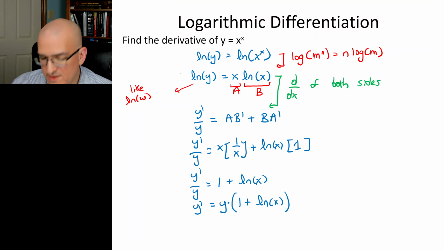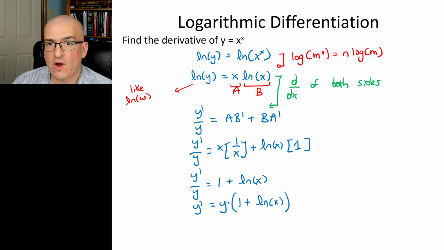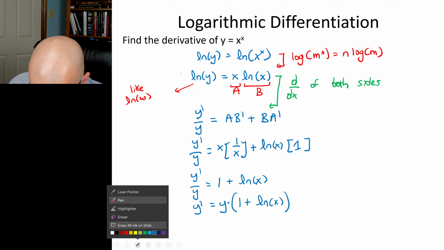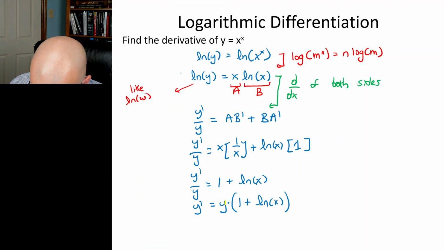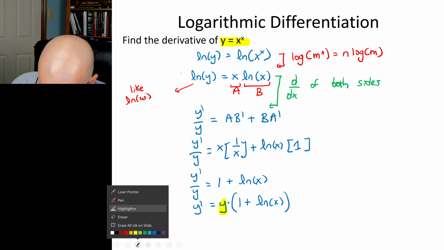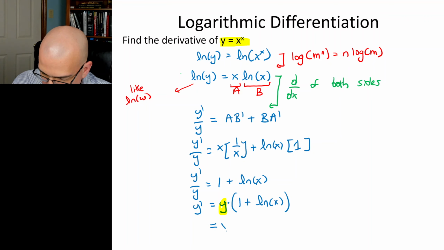And this isn't quite what we want either. Our original function y was only in terms of x, and now our answer contains x and y. But it's easy to fix this. At the very beginning, it tells us what y is equal to. It tells us that y is equal to x to the power of x. So I'm just going to replace it. So y is equal to x to the x. So y prime is x to the x times 1 plus ln of x. It's not very nice, but it's mechanical.